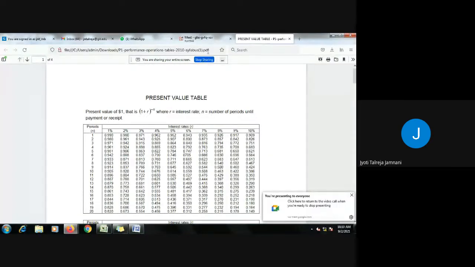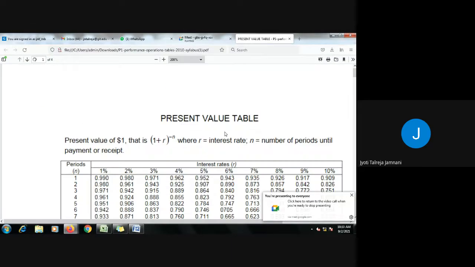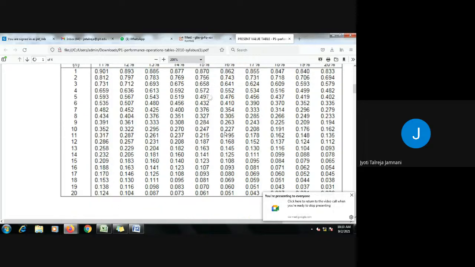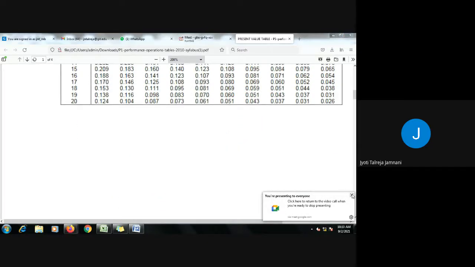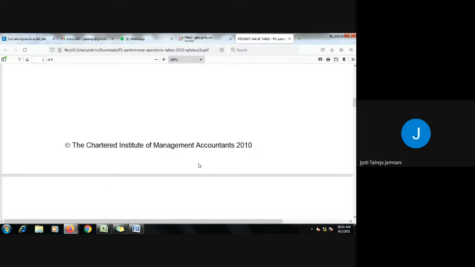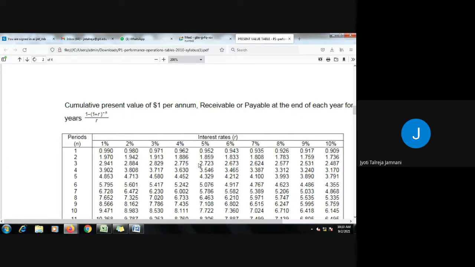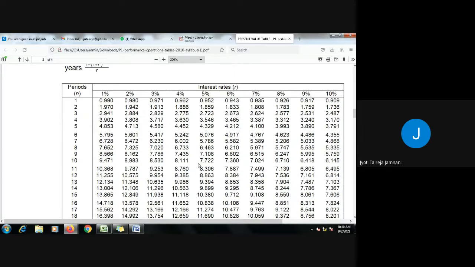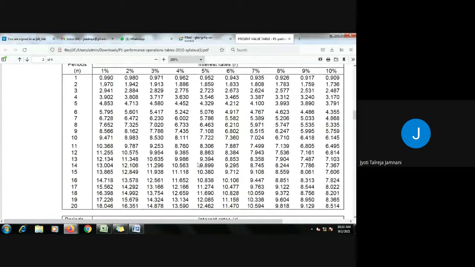This is a normal present value table. I have shared this table on the WhatsApp group. One of your classmates had asked me to do that, so I've done it. And for exams, your exams are going to be offline. So tables will be provided in the exam hall from the department.